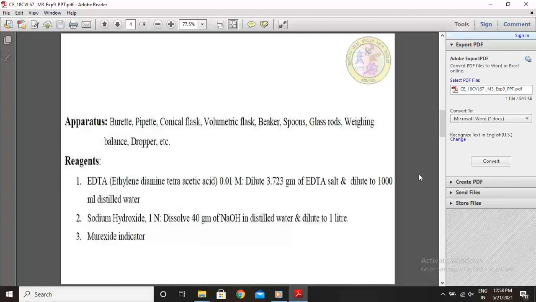The next reagent is sodium hydroxide. We use sodium hydroxide reagent of 1 normality. To prepare this, dissolve 40 gram of sodium hydroxide in distilled water and dilute to 1 liter with double distilled water. Now we are getting sodium hydroxide of 1 normality. The second reagent is Murexide indicator.